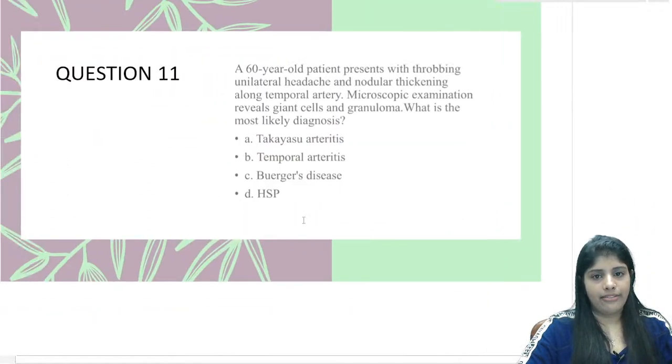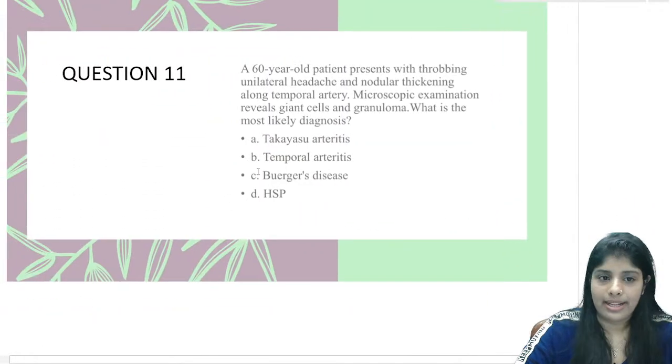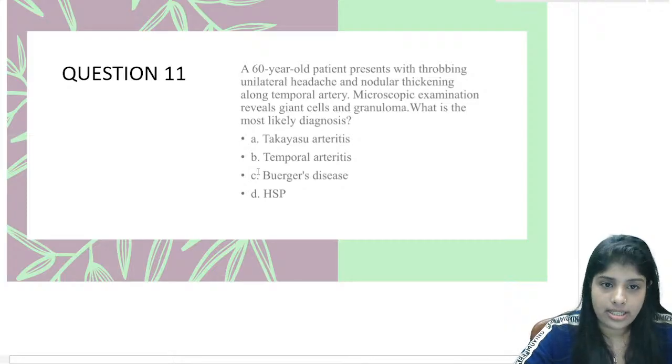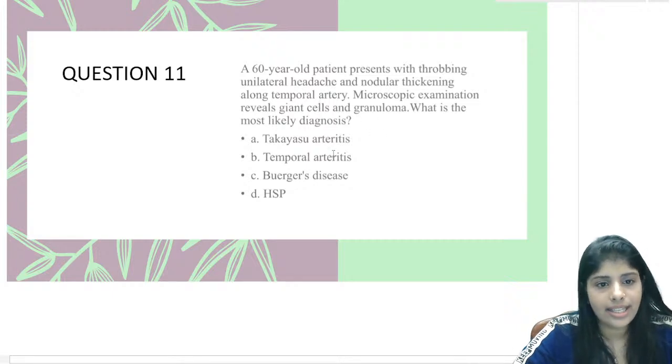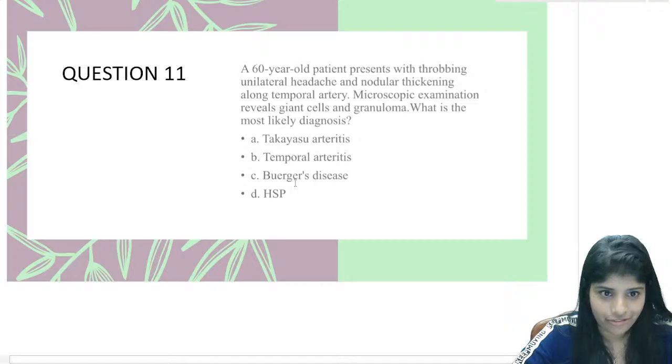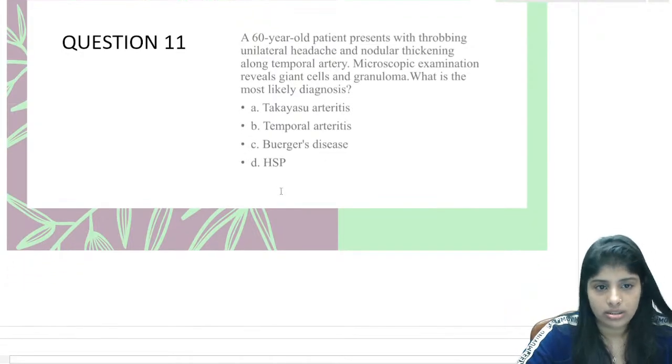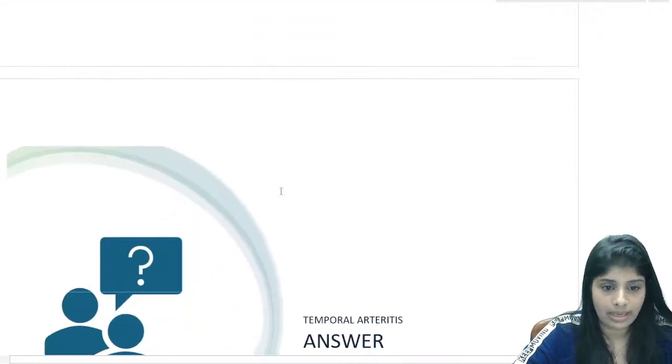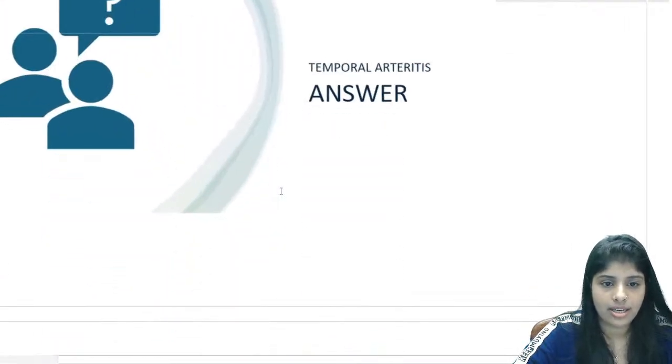Next is question number 11. I'm going to read question number 11. A 60-year-old patient presents with throbbing unilateral headache and nodular thickening along the temporal artery. Microscopic examination reveals giant cells and granuloma. What is the most likely diagnosis? So you can see a lot of terms here: Takayasu arteritis, temporal arteritis, Buerger's disease, and HSP. So let's see what all these mean. Okay. You already know the answer, that is temporal arteritis.